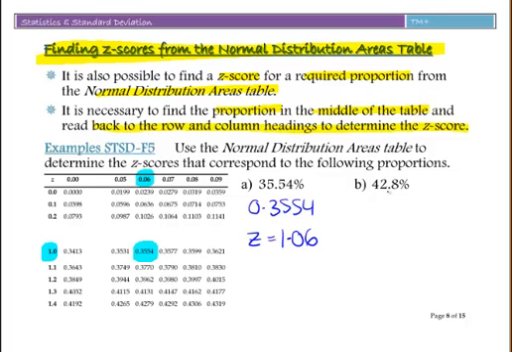Next, 42.8%. So that's equivalent to 0.428. So again, I look in here for 0.428. Now I've got 0.4279 and 0.4292. So I can say it's approximately here, or I could say it's in between the two. We're not going to get that pedantic with it.